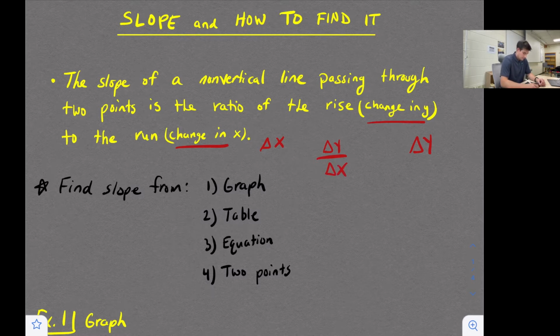All right, so we want to find the slope, and we're going to do that in 4 ways in this video. We're going to look at a graph, a table, an equation, and 2 points. And then we'll talk about the 4 types of slope at the very end.